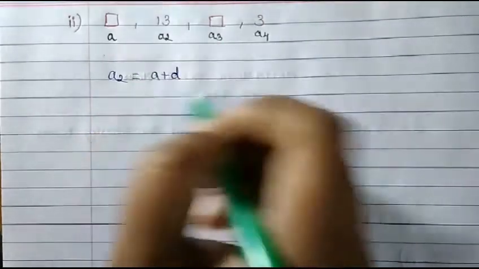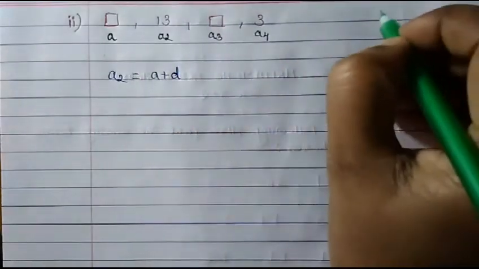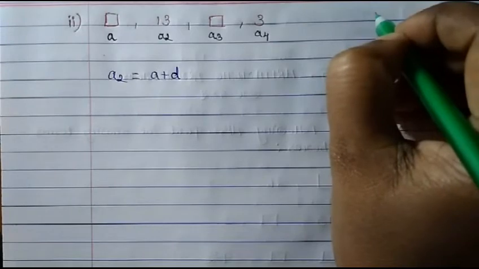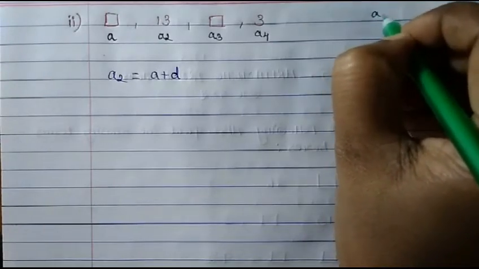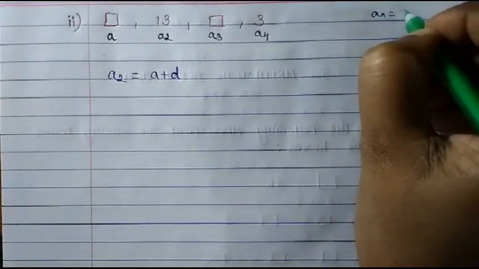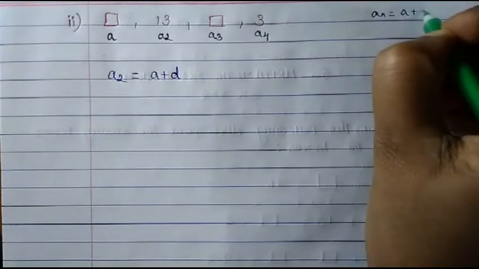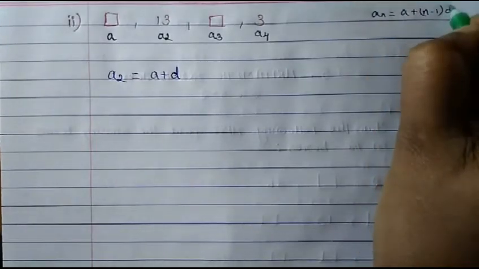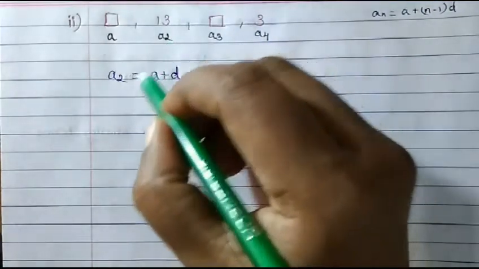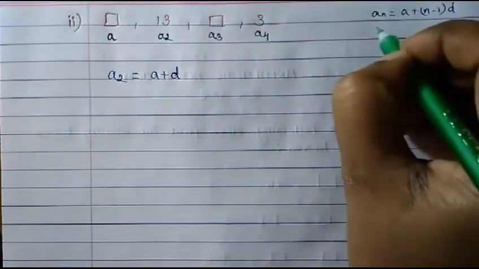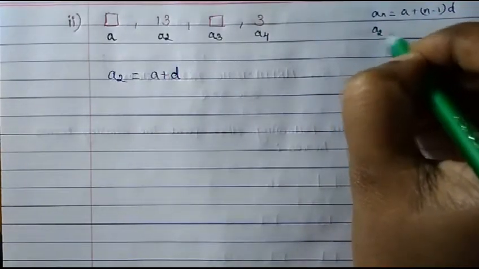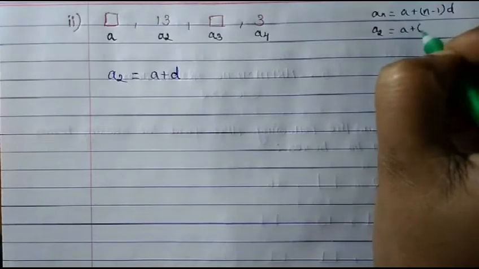If you don't know this, you can also find it from the nth term formula, that is An equals A plus n minus 1 times D. So for the second term, n is 2, the second term. So A plus n is what?